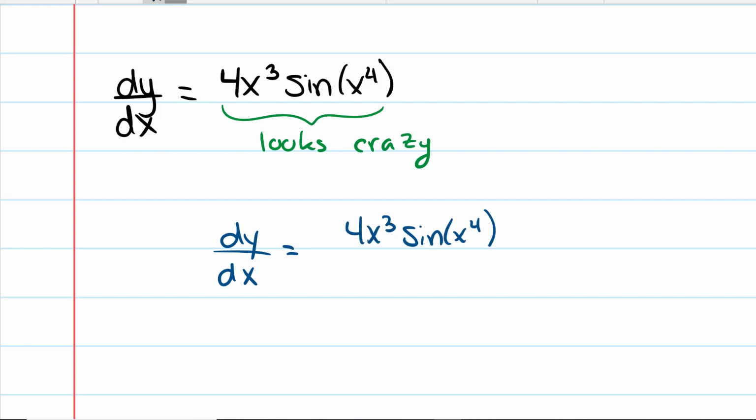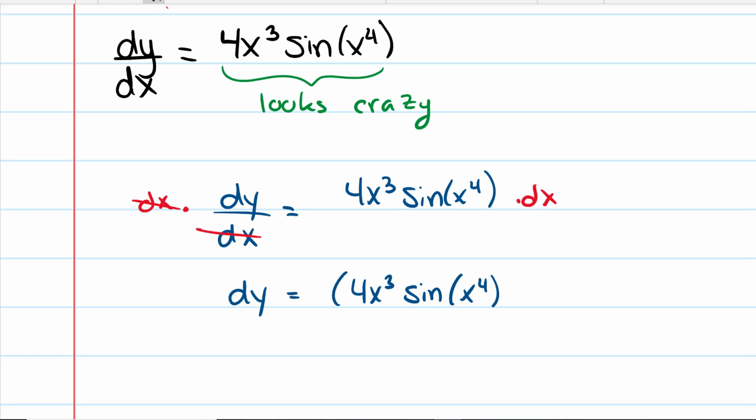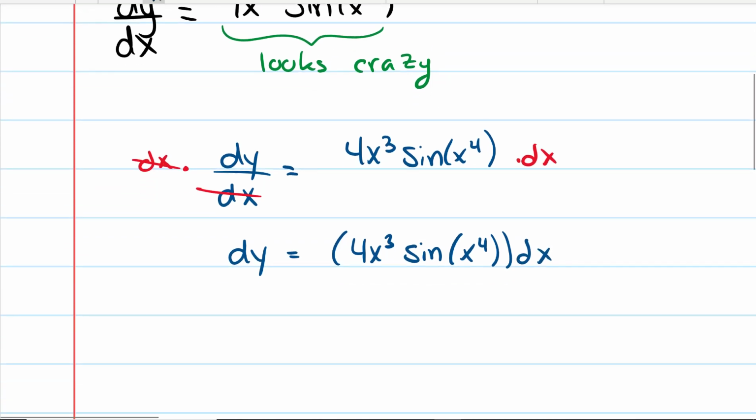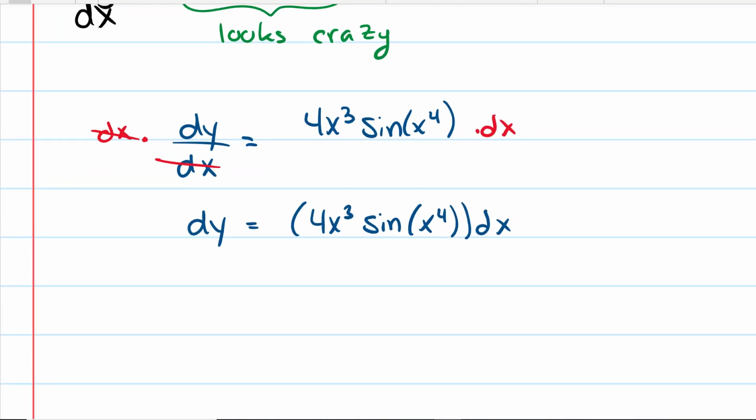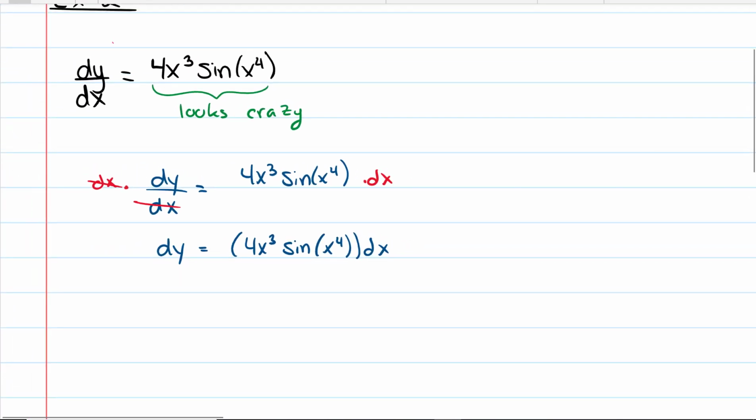And then we're going to multiply both sides by dx, just like we did in the last example. So these are going to cancel off, and we get dy is equal to 4x cubed sine x to the fourth dx. Now the next step would be to integrate both sides. The only problem is we don't know how to integrate all of this. So I'm going to show you how to do a simple u substitution to make this problem much easier.